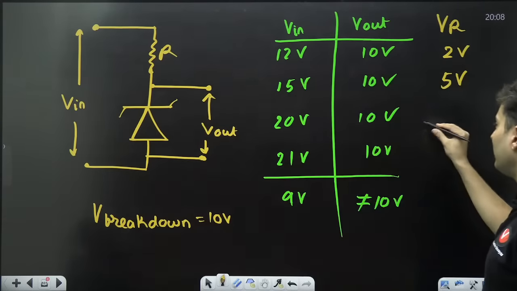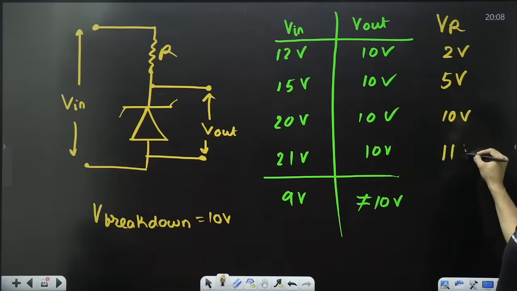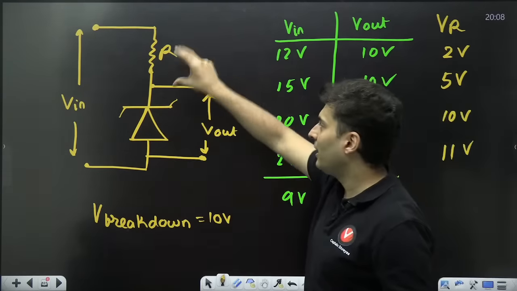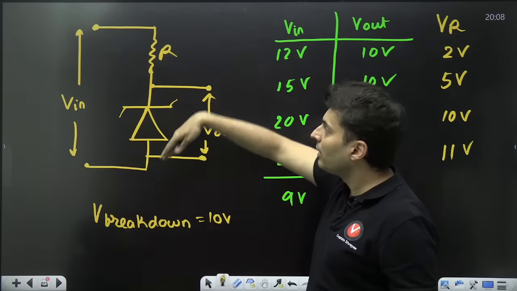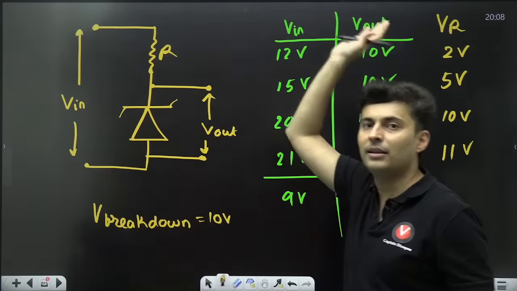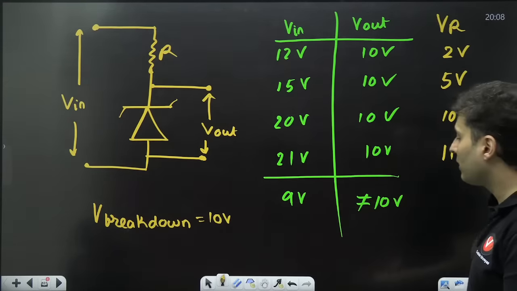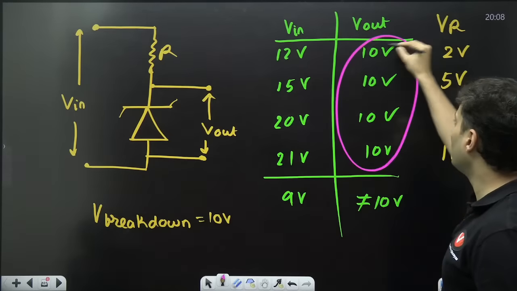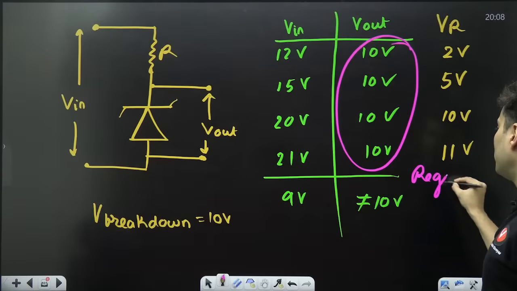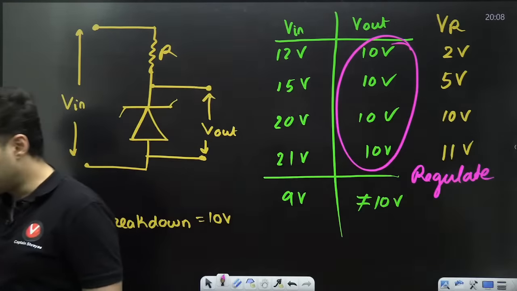If this is totally 20, then 10 and 10 volts. 21 means 10 and 11 volts. So 10 and 11, 10 and 10, 10 and 5, 10 and 2. Always this will be 10. The remaining voltage is dropped across some other resistor or other device. So that's how it is able to regulate the voltage. You can see that. It's maintaining the voltage. Okay, that's the logic behind it.